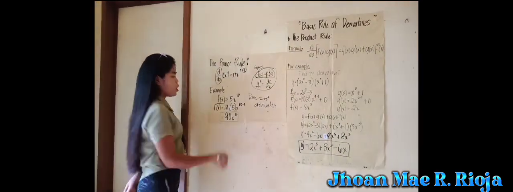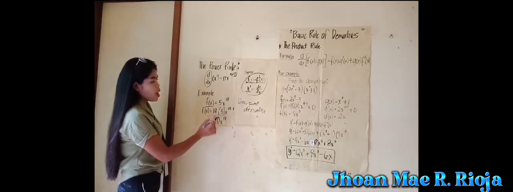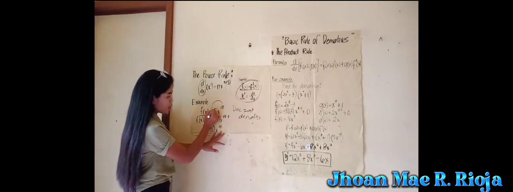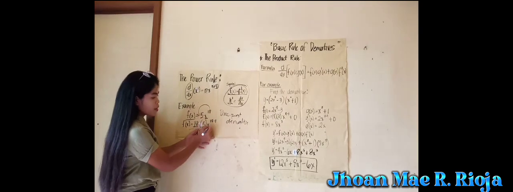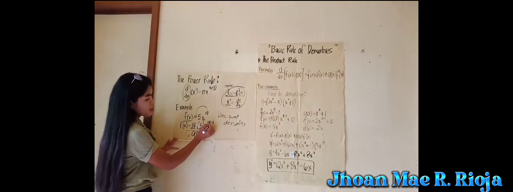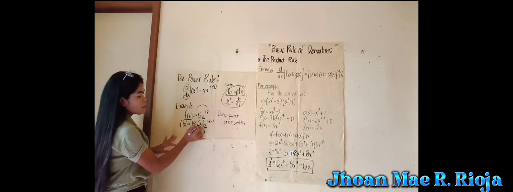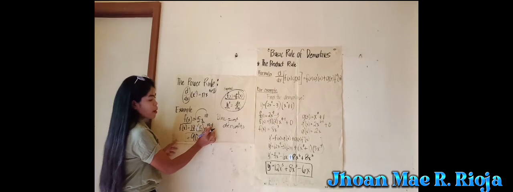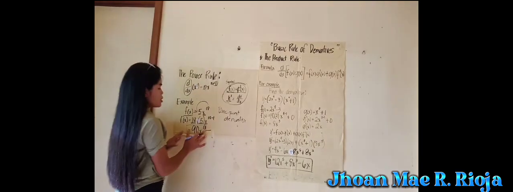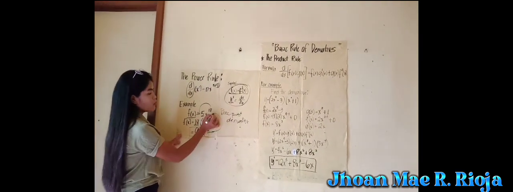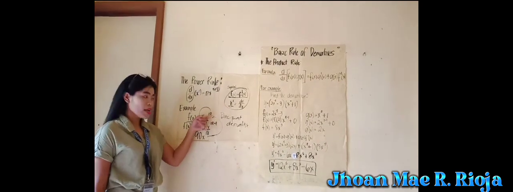So, let's proceed. Para makuha natin ang derivative of f of x equals 5x raised to 18, f prime of x equals 18. Ang gagawin natin dito is, si exponent ay i-multiply natin kay coefficient. So, 18 times 5, copy the variable, which is the x, and our exponent is 18 minus 1. The answer is 18 times 5 equals 90x. 18 minus 1 is 17. So, our final answer is 90x raised to 17. This is the derivative of f of x equals 5x raised to 18.